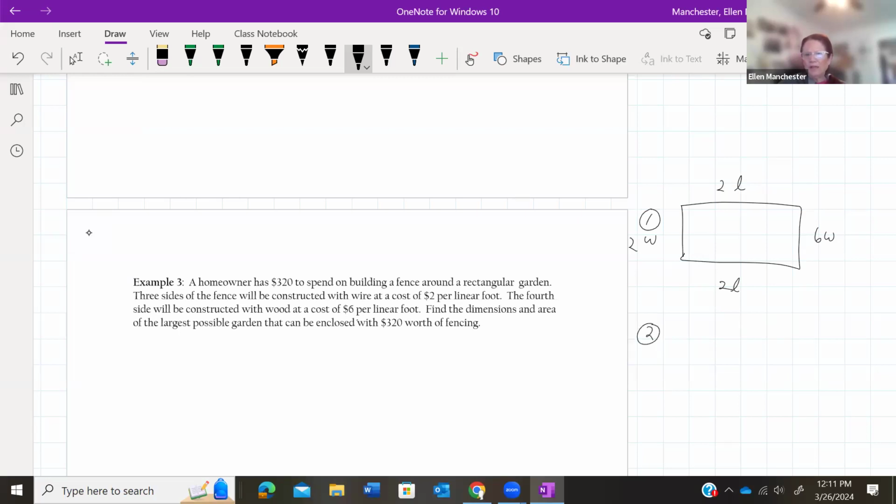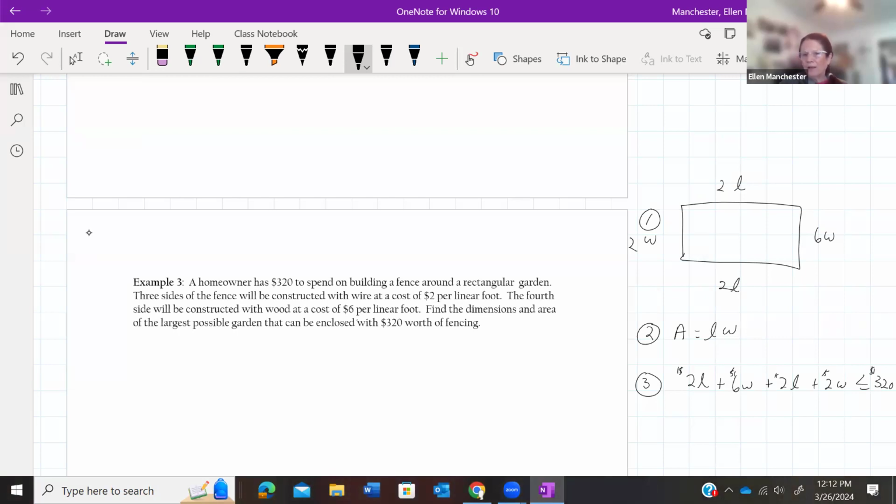So my objective again is length times width. We got that. Our constraint is I have 2 times L plus 6 times W plus 2 times L plus 2 times W has to be less than or equal to 320. So remember, this is dollars, right? $2, $6, $2, $2 has to be less than or equal to $320. So this is where now my money is what's holding me back.